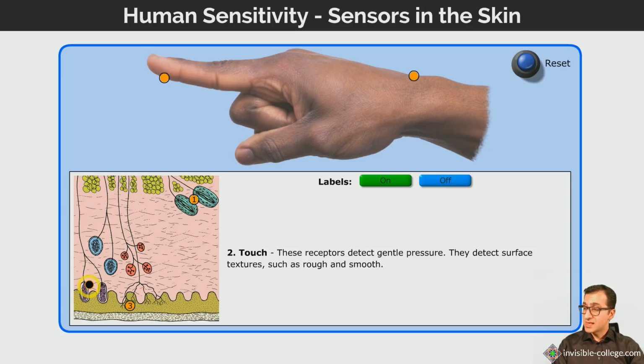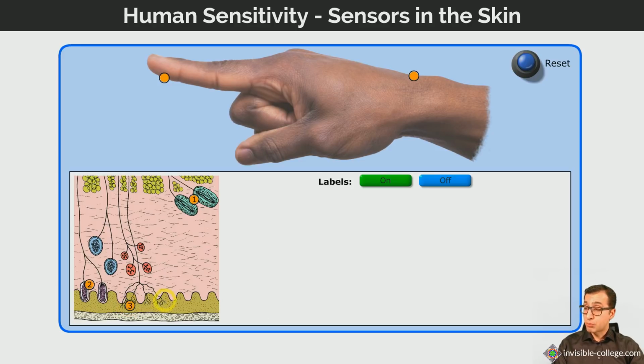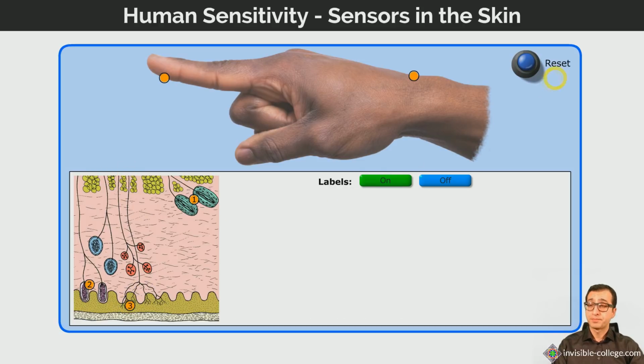Here we see the lighter pressure receptors nearer the surface. These are the ones responsible for the fine sense of touch, and we also have pain receptors, which are triggered by the breaking of the skin. And again, this is detected by the brain when these specialized nerve cells send signals to the brain.